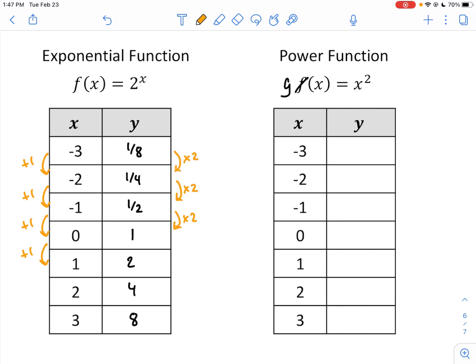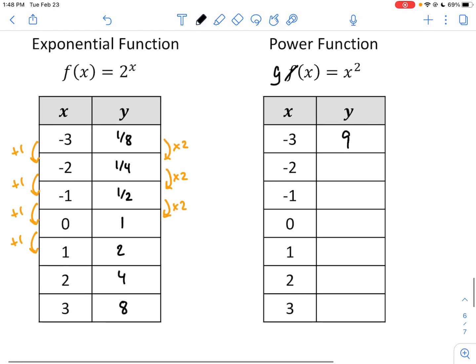Let's look at a power function. With an exponential function, it's the base that's constant and the exponent that's variable. And in a power function, the base is variable and the exponent is a fixed number. So a power function like x squared, when you square negative 3, you get positive 9. Square negative 2, you get 4. Square negative 1, you get 1. Square 0 is 0. Square 1 is 1. Square 2 is 4. And square 3 is 9.